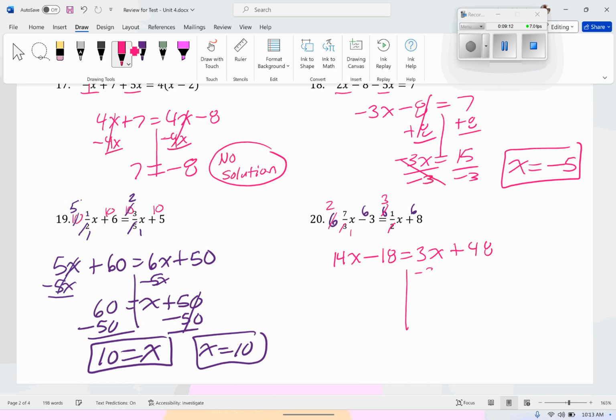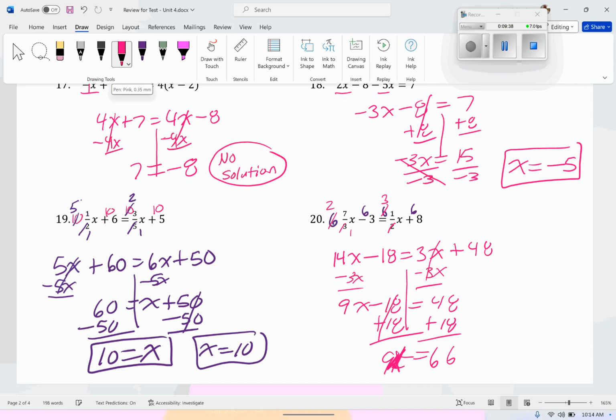Let's go ahead and subtract 3x from both sides. Those cancel, so I get 9x minus 18 equals 48. Add 18 to both sides. Those cancel, so 9x equals, if you add those together, that's 16, that's 60. Did I do that right? 8 plus 8 is 16, carry the 1, 66.